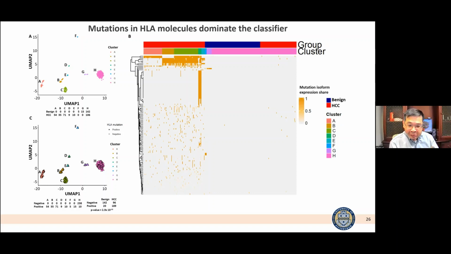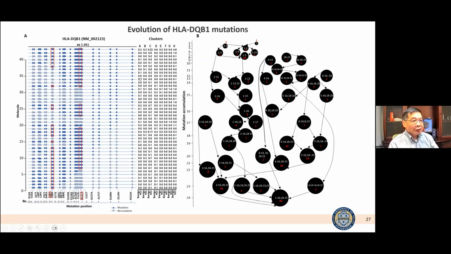The next step is, how could you tell that? It's interesting, we found that one of these examples is HLA DQB1, okay? This HLA DQB1 only expresses one isoform, which is NM002123, no other form. Basically, instead of diversity, the cancer cell only expresses one type of isoform, basically one protein. And the maximum mutation number in this HLA DQB1 is 25 mutations, but there is a variety of changes.